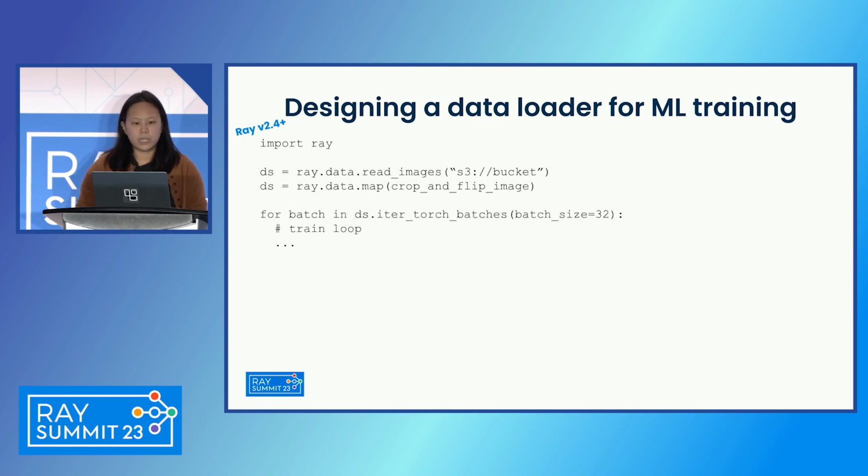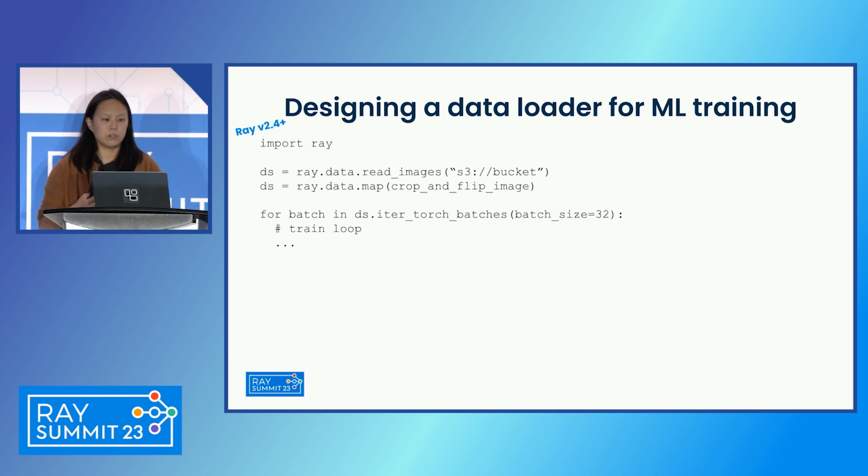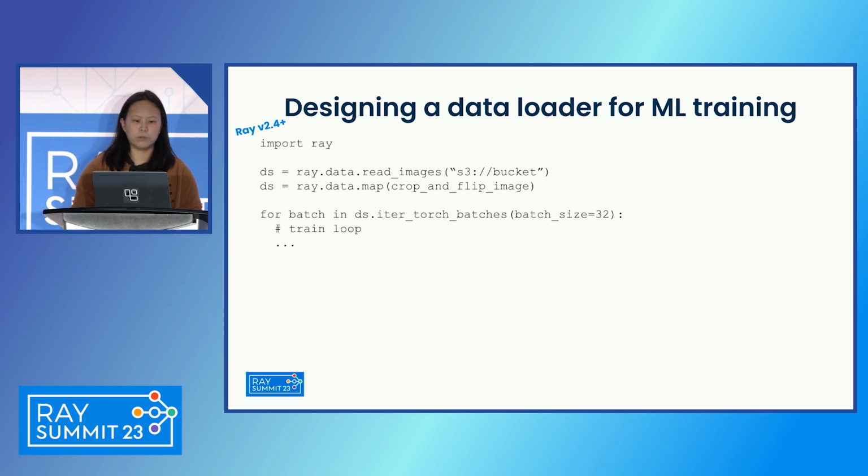From this, we can then take this data set, which is executed lazily, and we can create an iterator. In this case, we're iterating over torch batches. And so here is where you might insert your training code. In practice, what you would actually do here is use array_train to execute this training loop. But just for the purposes of this example, you can think of this as the main dataset API.